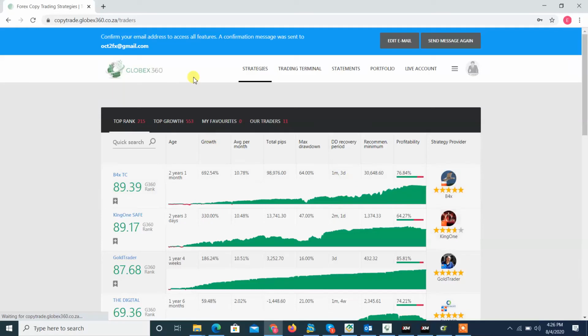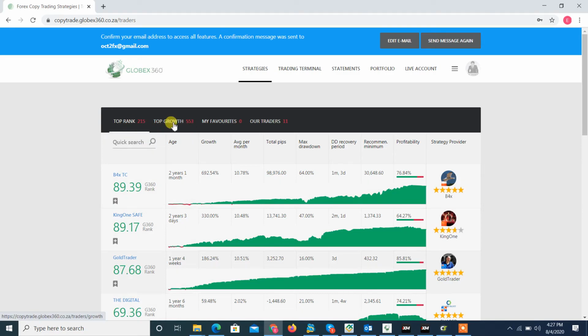Okay, so welcome to the Globex360 CopyTrade platform. Here is where we have our CopyTrade traders, strategy providers. They are called strategy providers on the platform. And if you are going to be following them, you're going to be a strategy follower. So we have multiple tabs here.